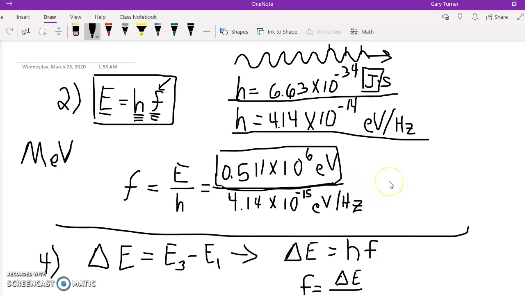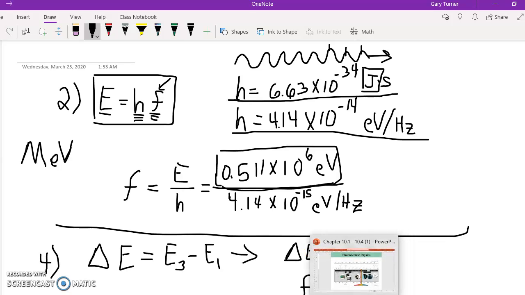All right, now the main connection here, and this is, well, actually, I'll talk about that here in just a minute. I'll save that for here in just a minute. But this particular photon has an energy of 0.511 times 10 to the 6th eV. And it says that it's a gamma ray.